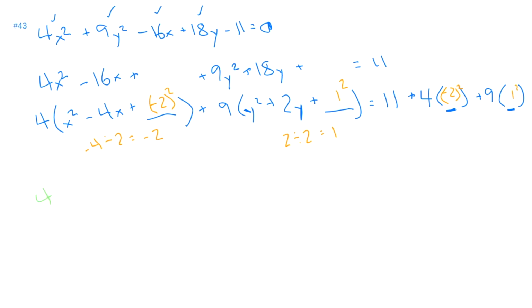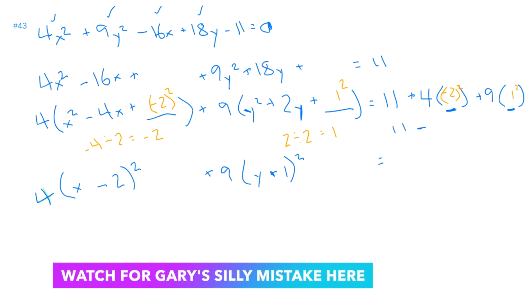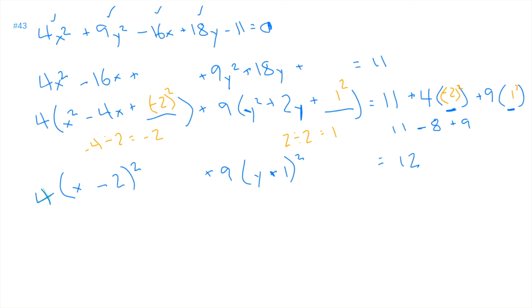There's my 4 times, and I don't have much work, right? Because the notation does the work. There's a negative 2 in there, squared. And here's a 9. And again, most of my work is done. I just copy stuff. y plus 1 squared equals, and now I have to figure this out. This is 11. This is minus 8. This is plus 9. I'm thinking 11 minus 8 is 3 plus 9. I'm thinking this is 12. Well, this has to be 1.